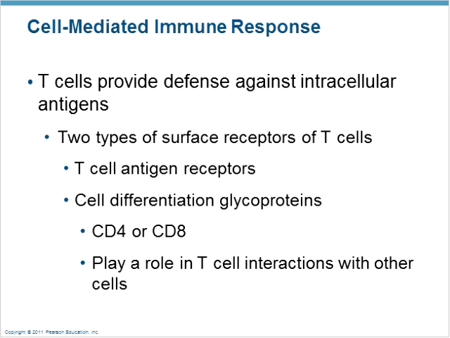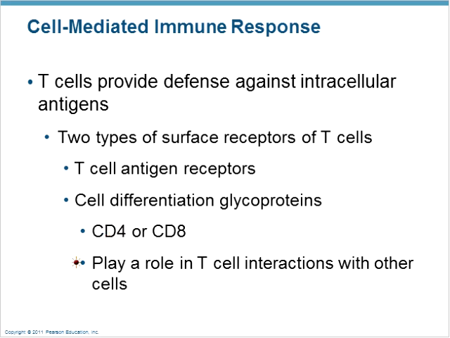T cells provide our defense against intracellular antigens, and we'll talk more about that as we go. We're really talking about virus infections, or viroids, or virions, anything that enters the cell and causes a change. There are two types of surface receptors on a T cell: a T cell antigen receptor, and a cell differentiation glycoprotein, which could be a CD4 or CD8.